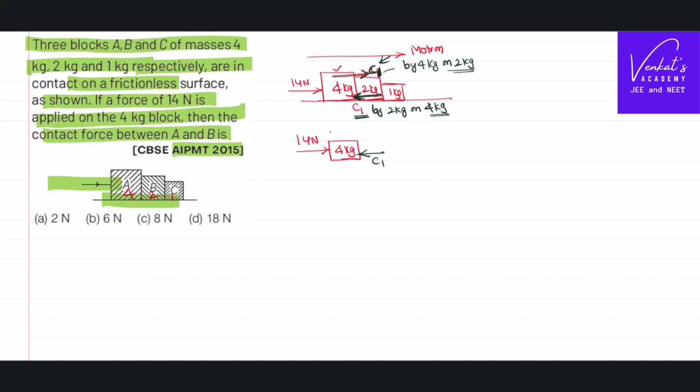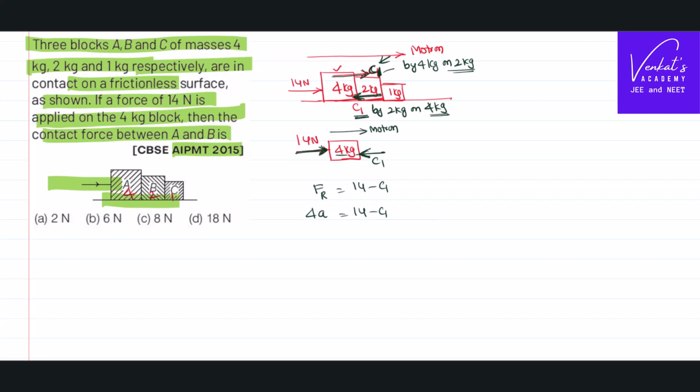So the entire motion is towards the right. What we can say is the resultant force on that 4 kilogram is 14 minus C1, because it is moving towards the right. Force in the direction of motion shall be treated as positive. Force against the motion shall be treated as negative. So 4A, because it's acting on 4 kilogram, where A is the acceleration of the system, equals 14 minus C1. That is the first equation.